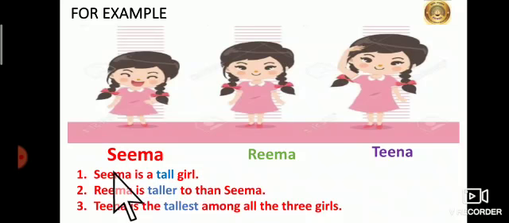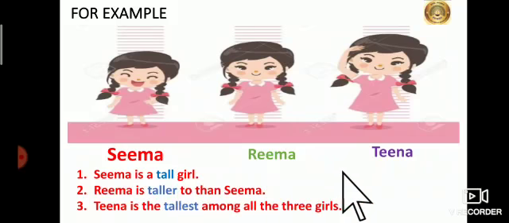Second statement, Reema is taller than Seema. The second sentence is comparing that Reema is taller than Seema. So here there is a comparison of 2 girls, which says that she is taller than Seema. So this sentence is a comparative because it is comparing 2 of them. The first one says that she is tall and the second one says that she is taller.